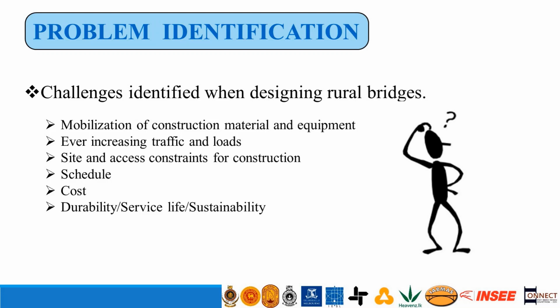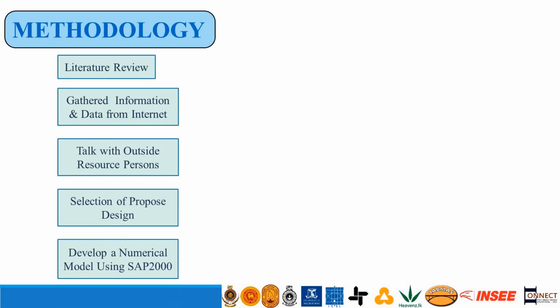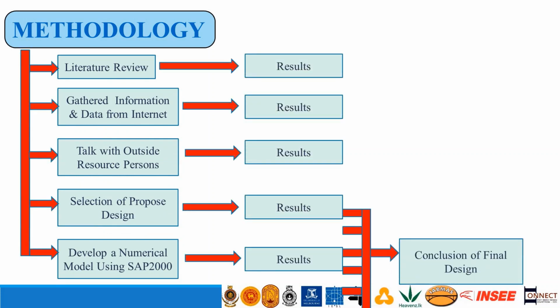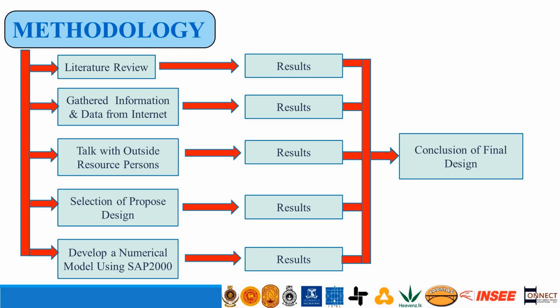For the bridge with a longer span, a suspension bridge was proposed, which is built using galvanized wire ropes, timber purlins, and planks. To conclude the most suitable design, we collected data from literature and resource people. A numerical model was developed using SAP 2000 to analyze the compiled data.